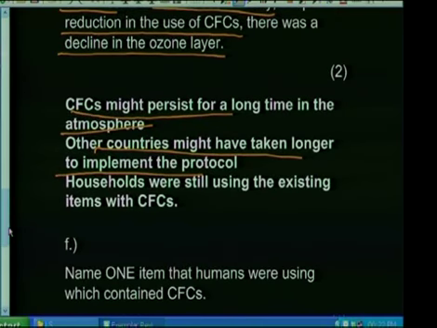Okay? Households were still using existing items containing CFCs. You have stopped using CFCs in the environment. But did you stop every household in every country from using the machine that they had that was producing CFCs? Did everybody sell off their machine and get a new one? We couldn't, because the economy would not be able to sustain that.